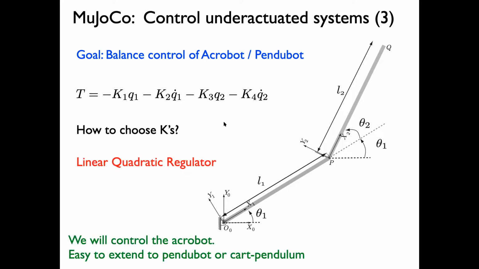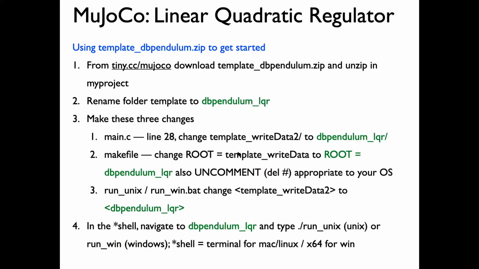What we'll do is we'll use a controller design method called Linear Quadratic Regulator, and we'll just focus on the acrobot, which is the system where there's an actuator on link 2 at P, but there's no actuator in link 1 or O here. Once you figure this out, it's easy to extend this to the pendubot, or another famous underactuated system, the cart-pendulum system. There's a cart and there's a pendulum, and you can have an actuator between the cart and the ground, and you need to keep the pendulum in the upright position. That can be extended from what I'm going to show you.